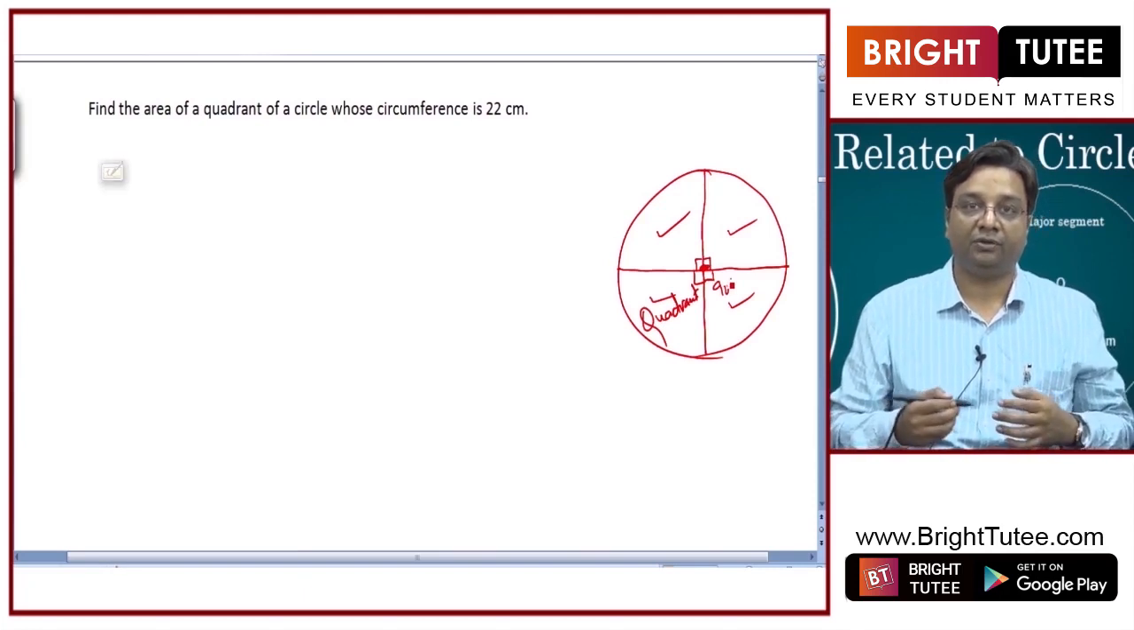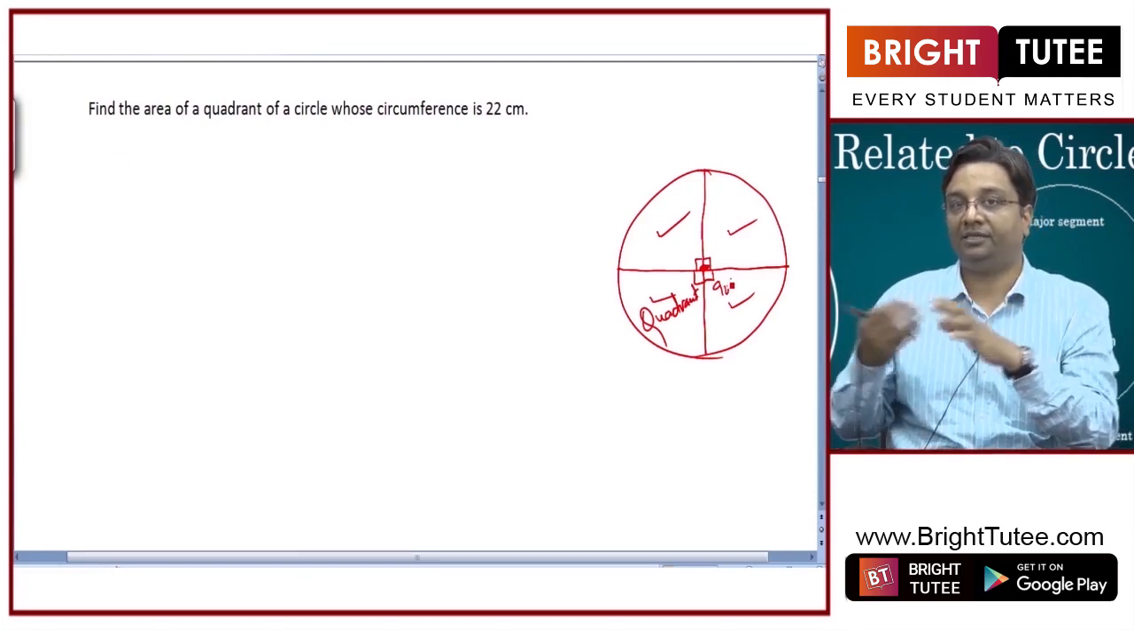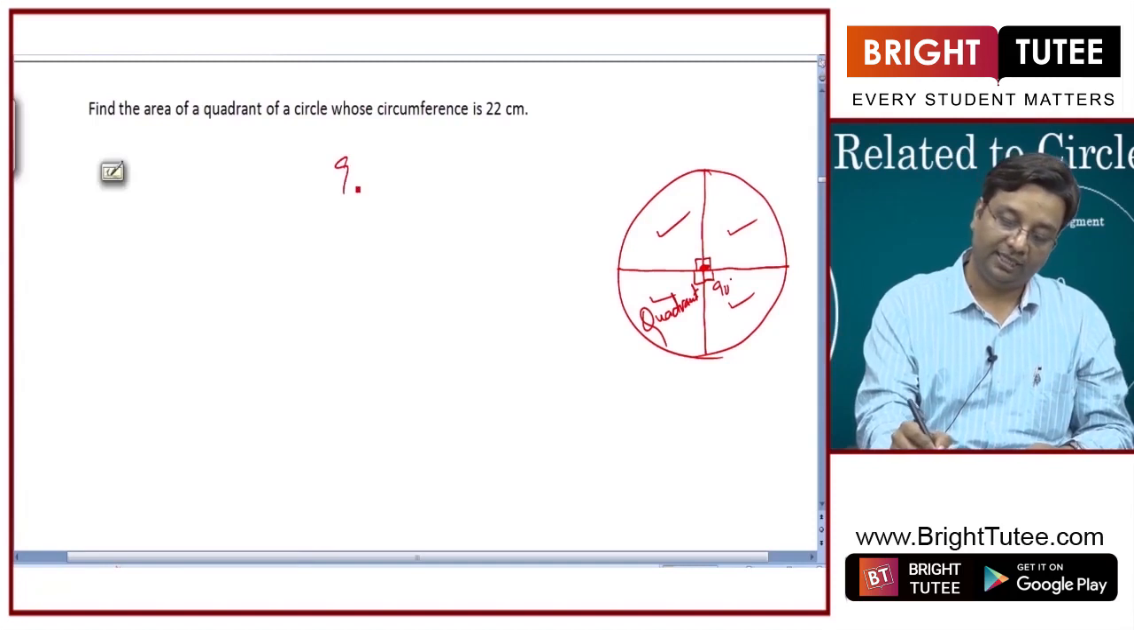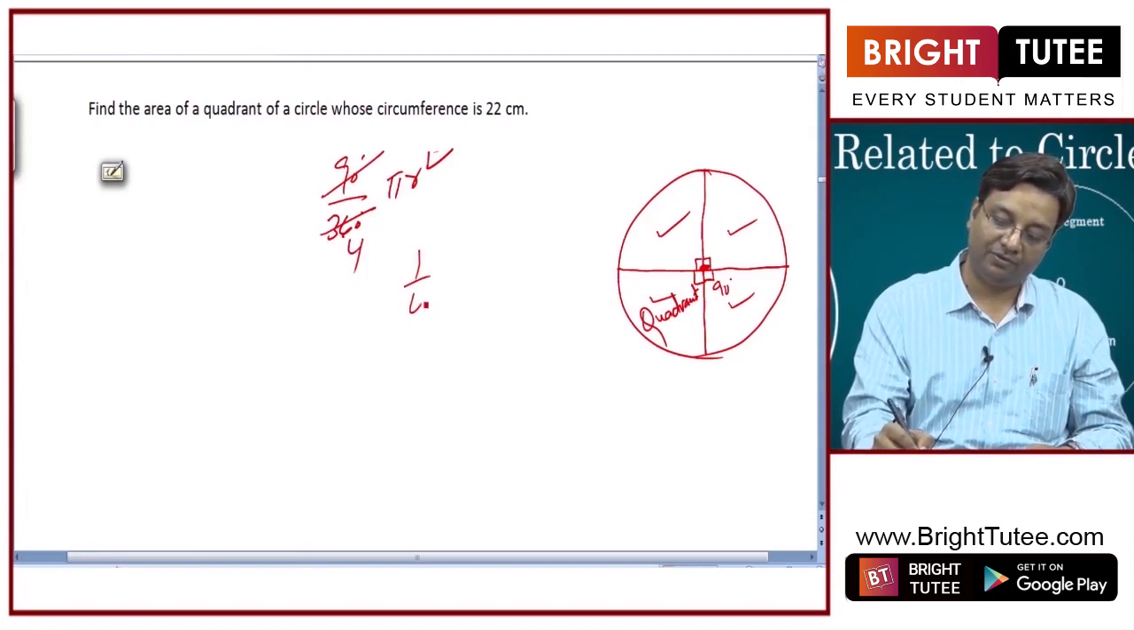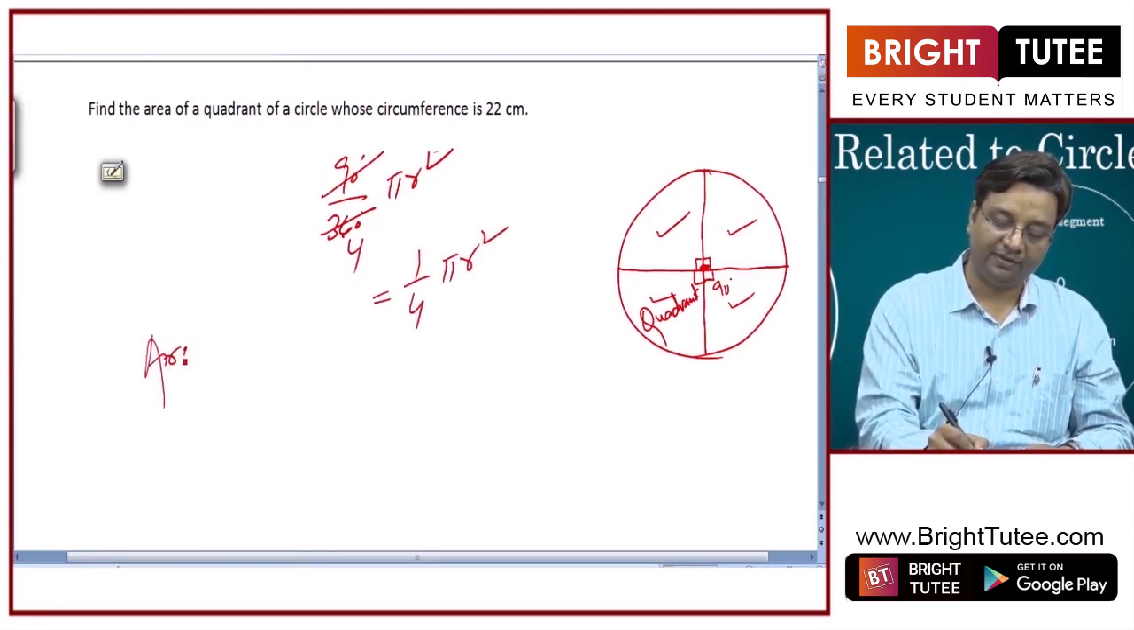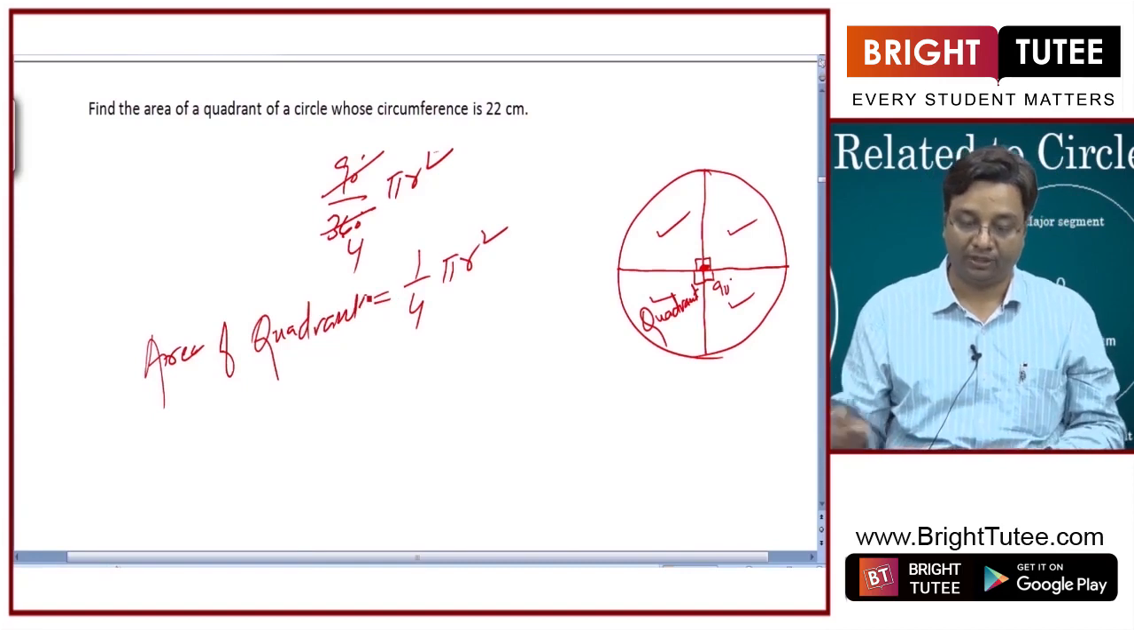So what is the area of a quadrant? It is 90 by 360 pi r square. So it is 90 by 360 pi r square, hence it is fourth part, 1 by 4 pi r square. Okay, so you can directly write area of quadrant of a circle is 1 by 4 pi r square.